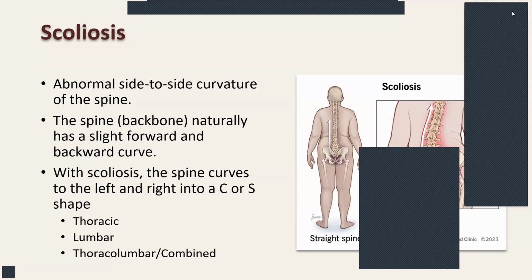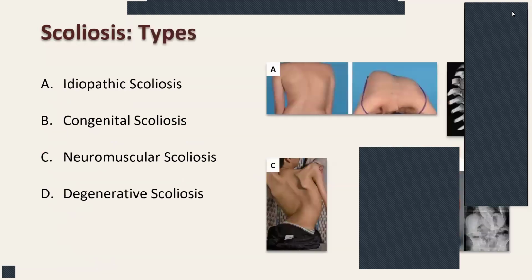The side-to-side curve of the spine seen in scoliosis is categorized based upon its location in the spine, either in the thoracic or lumbar spine, or it could be in a combination of both, also called thoracolumbar. There are four types of scoliosis. The first is idiopathic, and this accounts for approximately 80% of cases of scoliosis. And what idiopathic means is we actually don't know what causes it. It just is a part of growing.